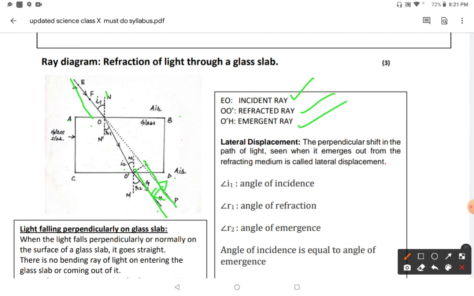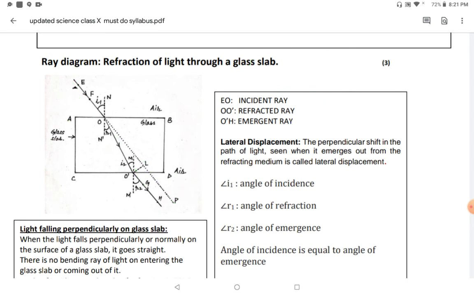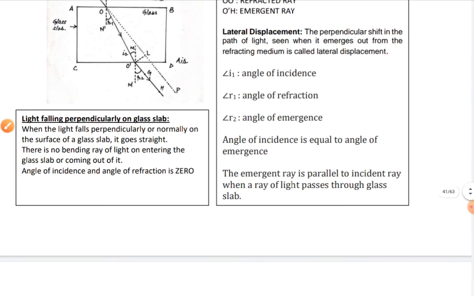Angle I1 is called the angle of incidence, R1 is called the angle of refraction, and R2 is called the angle of emergence. So the angle of incidence I1 is always equal to the angle of emergence. Both the angles should be equal. So the emergent ray is parallel to the incident ray when the light is passing through the glass slab.